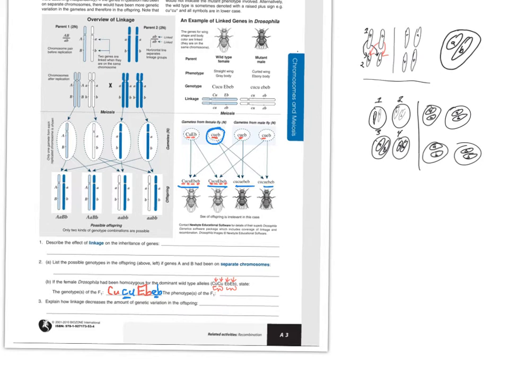And what would the phenotypes be? Well, they'd all be the same. They'd all look like these two, right? They'd all look like these two. So they would all look like this fly, these flies. What does that mean? That means straight wing, gray body. So they're all straight wing, gray body.